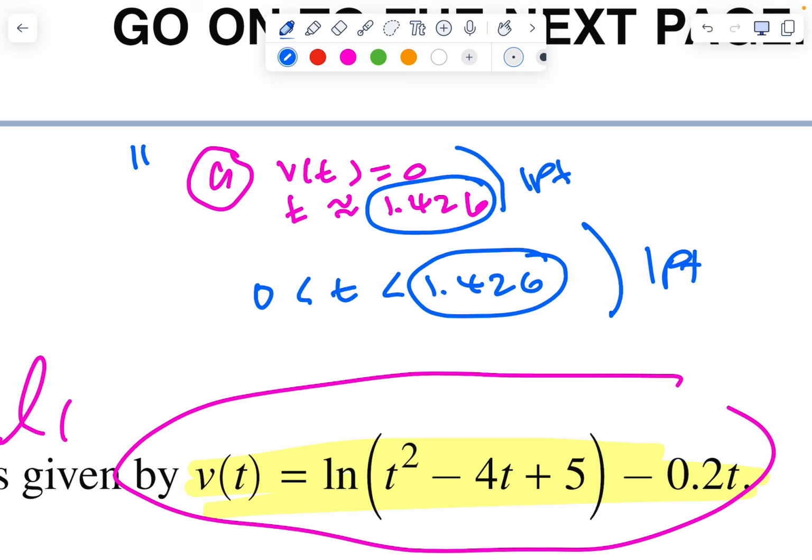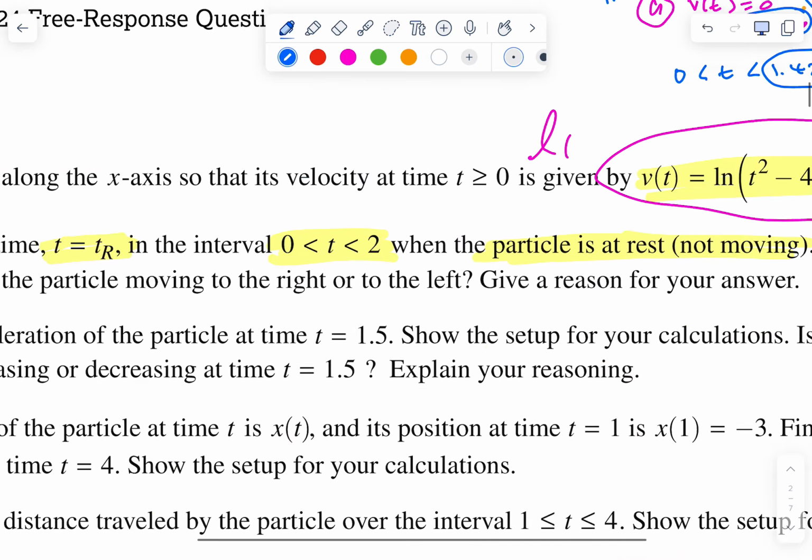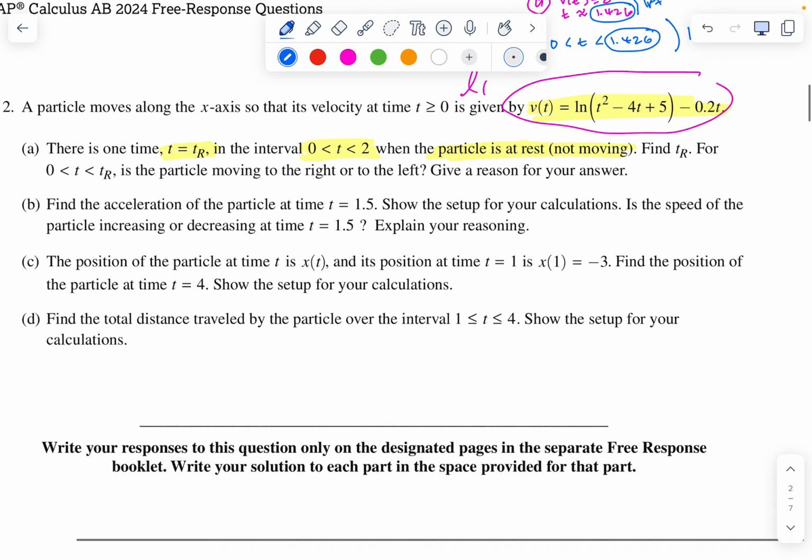Is everyone good on that? Okay? We are ready on part B next. Okay, on part B, Polly, go ahead and read.